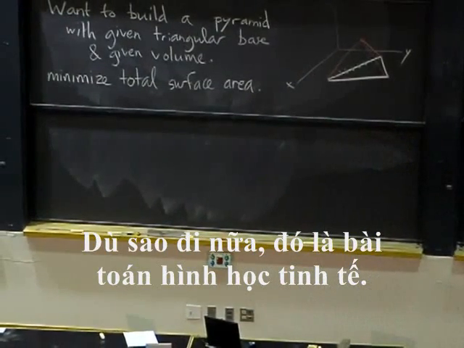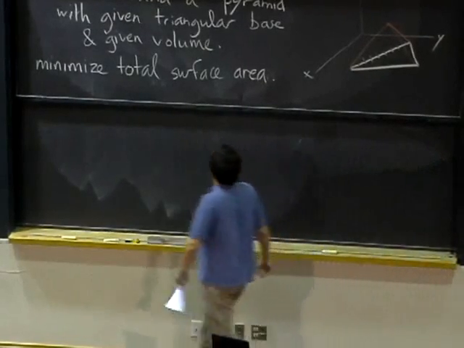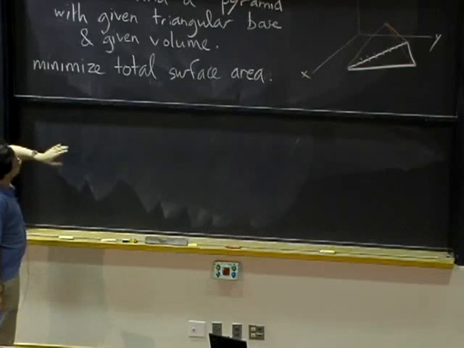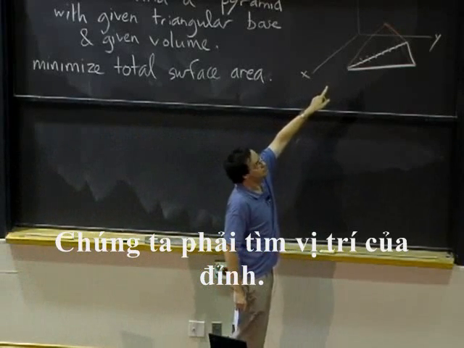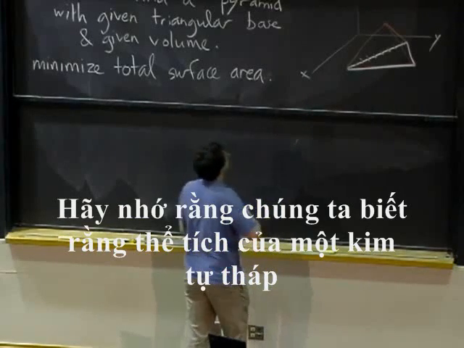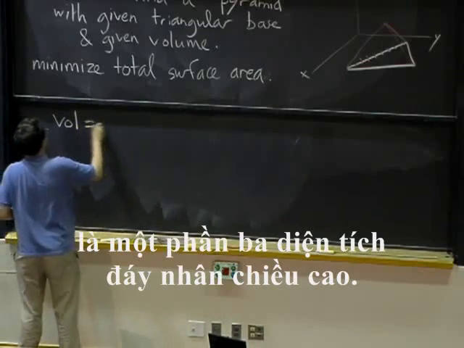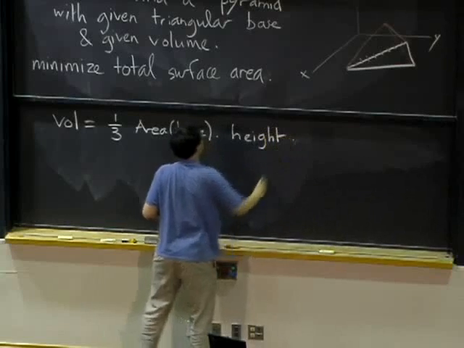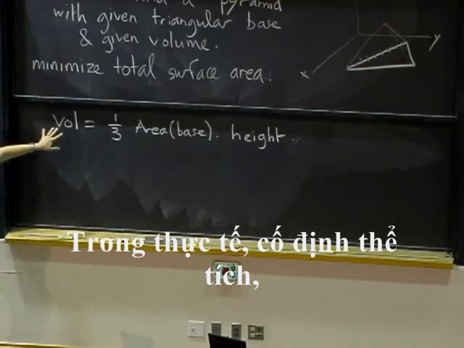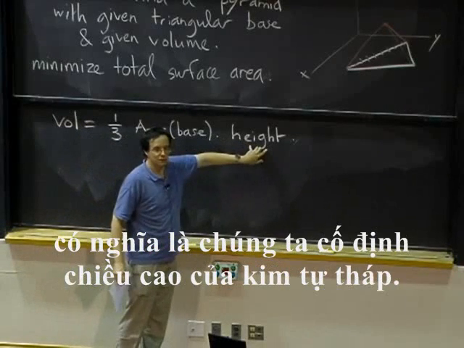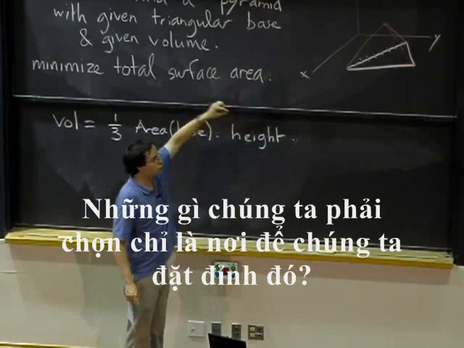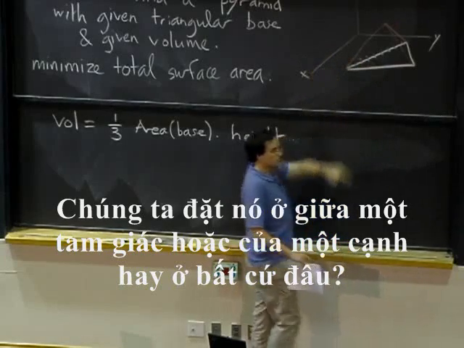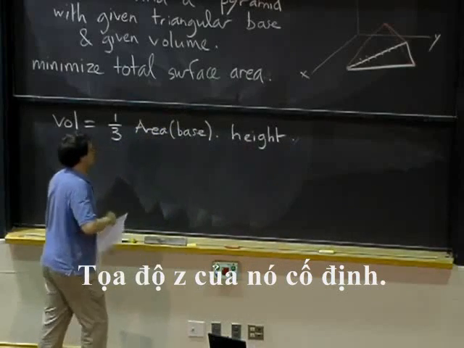Okay, anyway, it's a fine geometry problem. And let's try to think about how we can do this. So the natural way to think about it would be, well, what do we have to look for first? We have to look for the position of that top point. Well, remember, we know that the volume of a pyramid is 1/3 of the area of the base times height. Okay? So, in fact, fixing the volume, knowing that we have fixed the area of the base, means that we're fixing the height of the pyramid. Okay, so the height is completely fixed. What we have to choose is just where do we put that top point? Do we put it smack in the middle of the triangle, or to a side, or even anywhere we want? But its z coordinate is fixed.